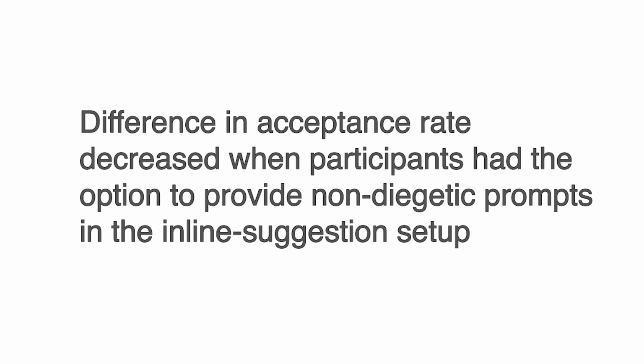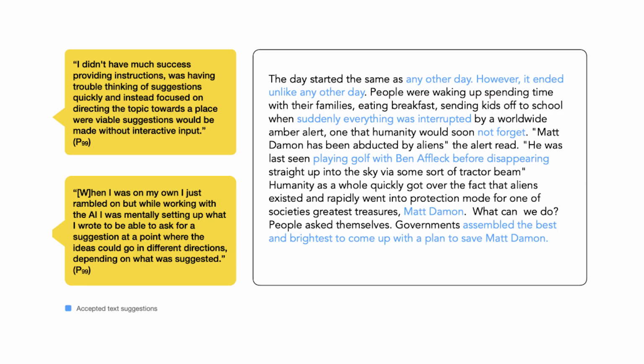Additionally, the difference in suggestion acceptance rates decreased when users were also given the option to provide non-diegetic prompting in the inline suggestion scenario. And here's a writing example of one of the participants. The text in blue shows what the system suggested in response to users' diegetic or even non-diegetic prompts. In this particular case, the user commented that they had difficulties coming up with non-diegetic prompts and instead tried to guide the sentences in such a way where they could expect suitable suggestions from the system.